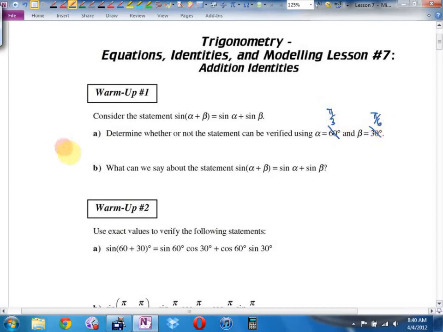So what we're asking is, does the sine of pi by 3 plus pi by 6 equal the sine of pi by 3 plus the sine of pi by 6? So get your calculators out and try typing this in, see what you get as a decimal, make sure you're in radians. Then try typing this in, and do you get the same decimal?